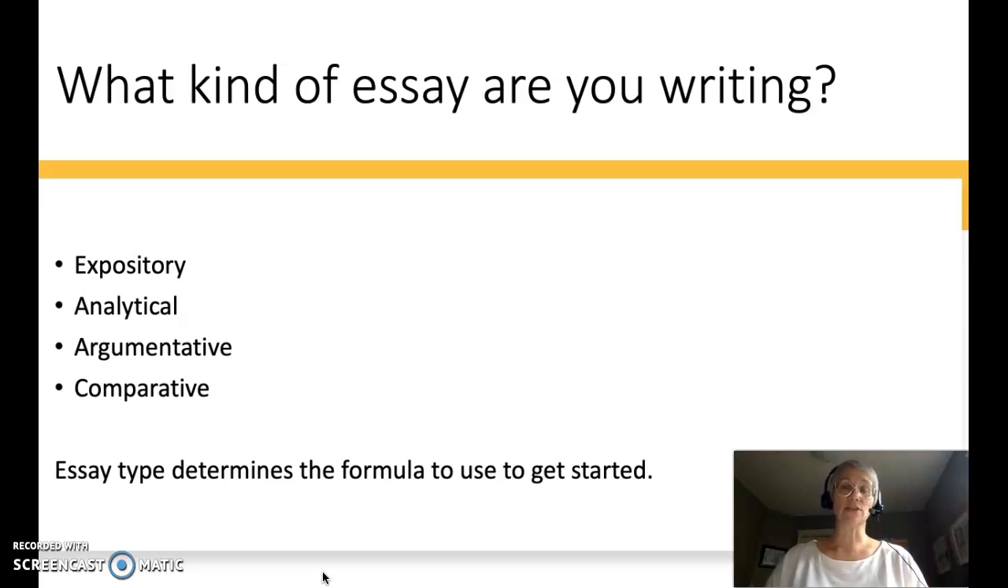Argumentative papers ask you to look at both sides of an issue or the multiple sides of an issue and come to some kind of conclusion about them. There's also comparative papers, and usually comparative papers are fairly straightforward in that they'll say, compare these things. Now, the kind of formula you're going to use is going to depend on the kind of essay you're writing.